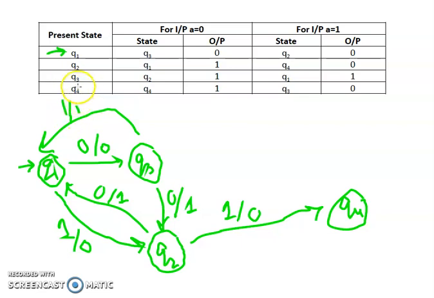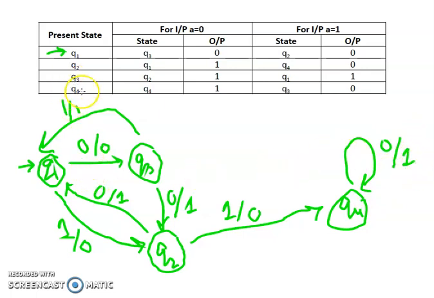Now for the state Q4, suppose we are on the state Q4 and we are reading the input symbol A equal to 0. So we are moving to state Q4 only. That means there is a loop on the state Q4 for the input 0 and the output produced is 1. So it will be written as 0 oblique 1.